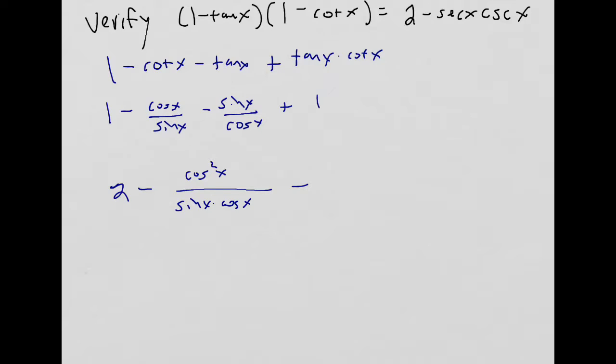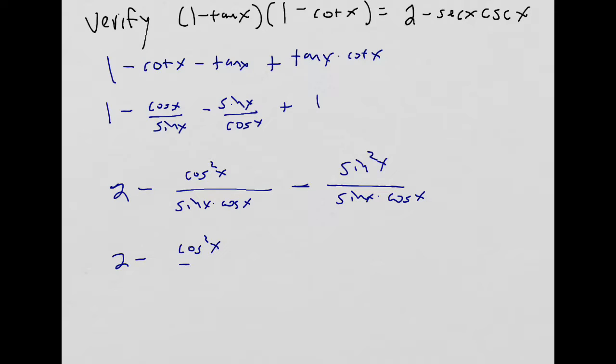Now this fraction needs a sine on the denominator, which means we'll multiply the numerator by sine as well. So we'll get sine squared over sine of x times cosine of x. So now we can actually combine these together, right? Remember, that's the whole point of subtracting fractions, is to combine them into one fraction. So we're going to get 2 minus cosine squared of x.